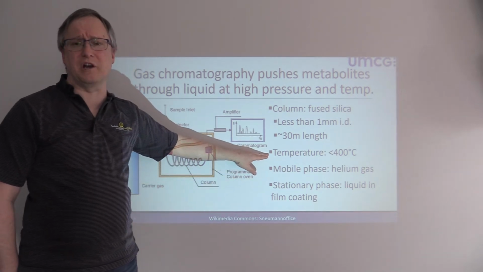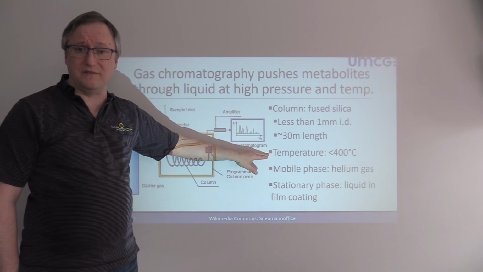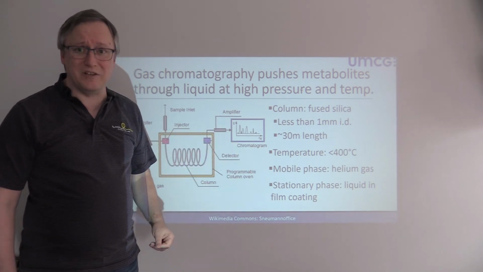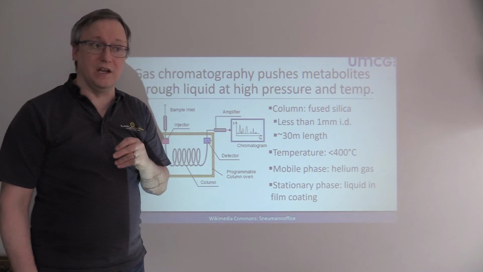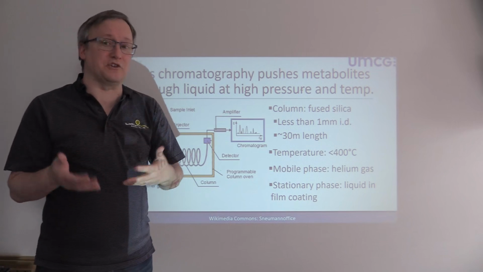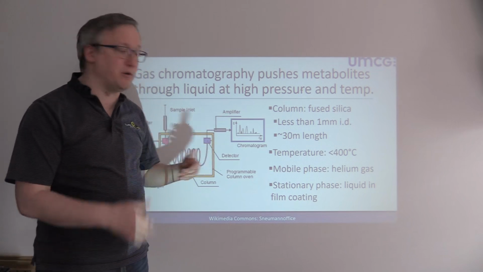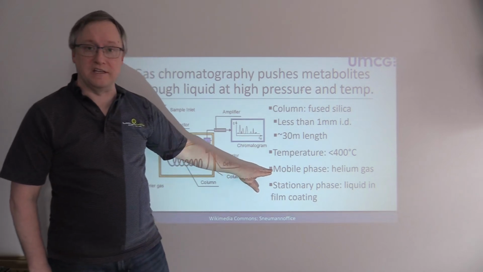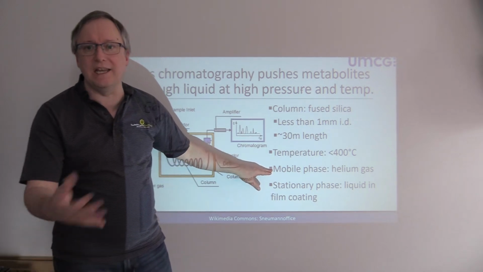The temperatures we're talking about are pretty extreme. I've seen stuff approaching 400 degrees Celsius. That is obviously a high enough temperature that a lot of extra chemistries become possible for these metabolites. So the mobile phase in this case is typically something like helium gas.